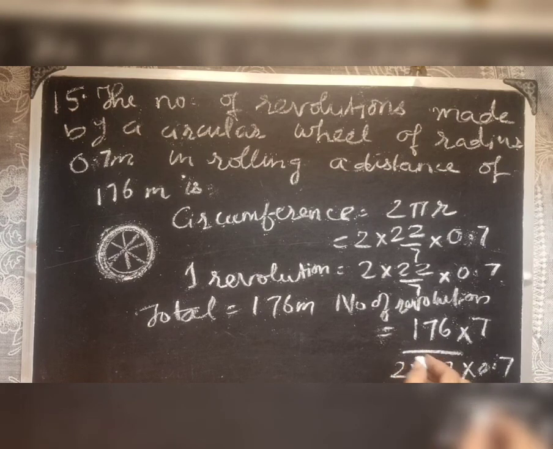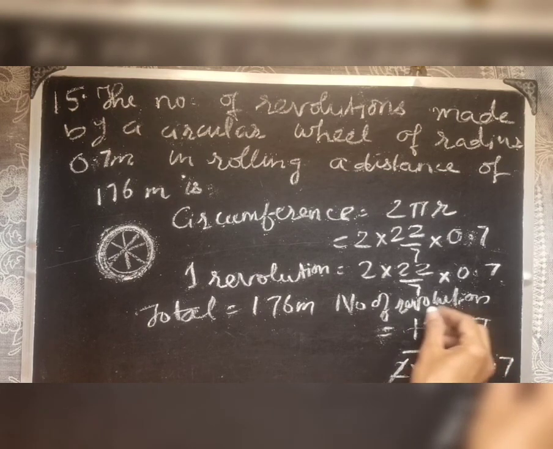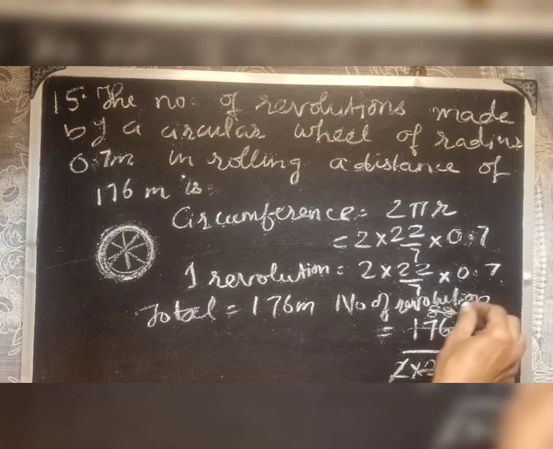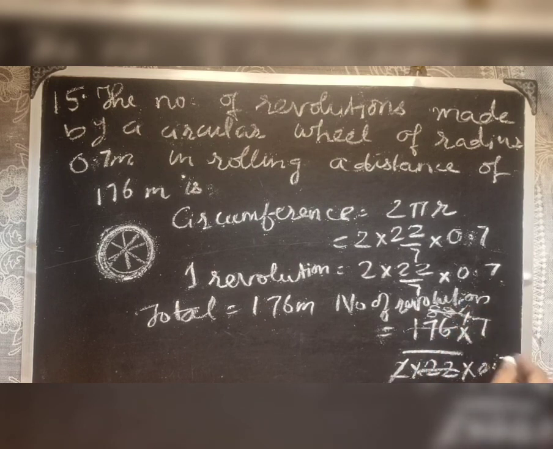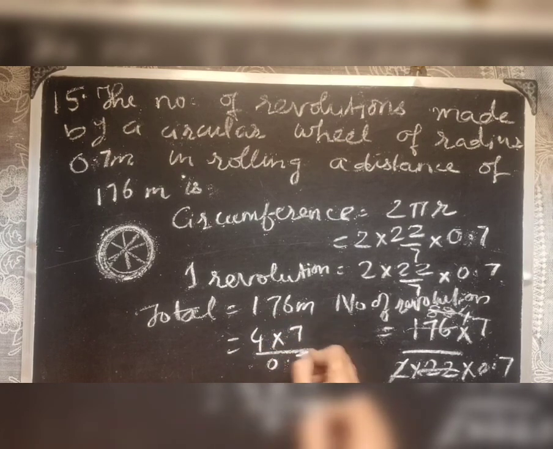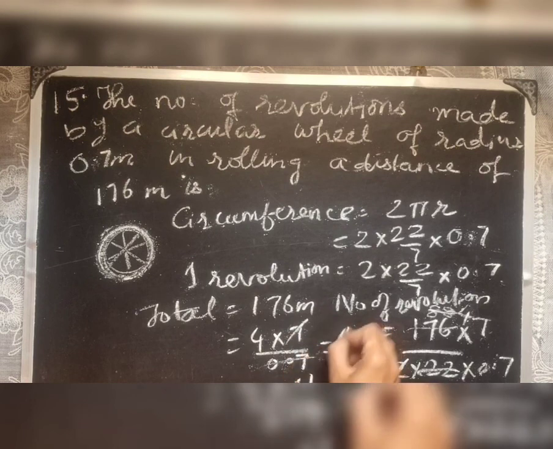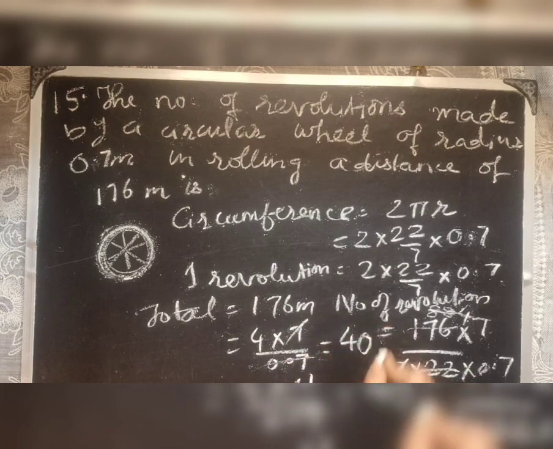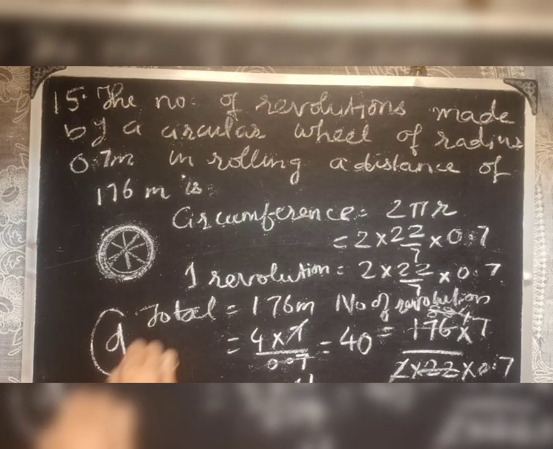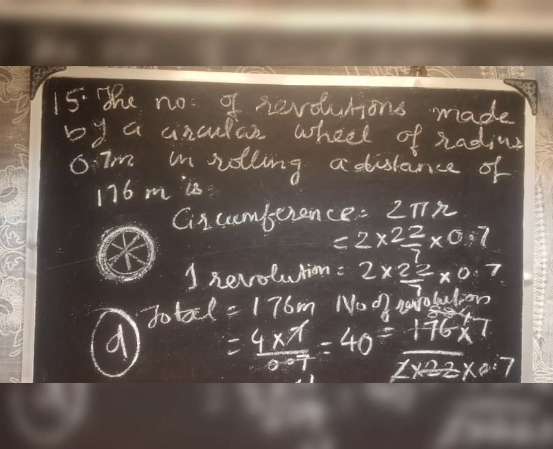So as a result, if we cut it out, 2 ones are 2 and this comes as 88. Again 22, if we cut this, 88 will go as 4. So here again 4, this is nothing but 4 into 7 by 0.7. So again this comes as 0.1 and this gets cut. So it means 4 by 0.1, which is 40. Therefore 40 revolutions, which means option D is the correct answer.